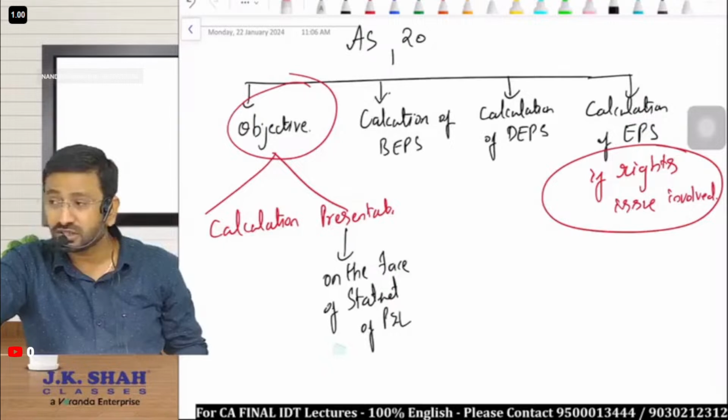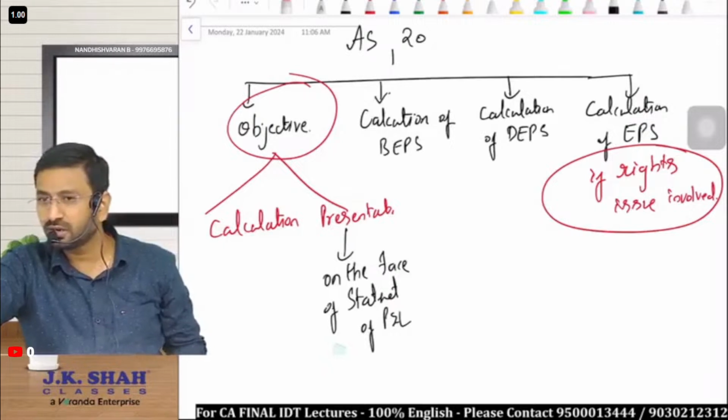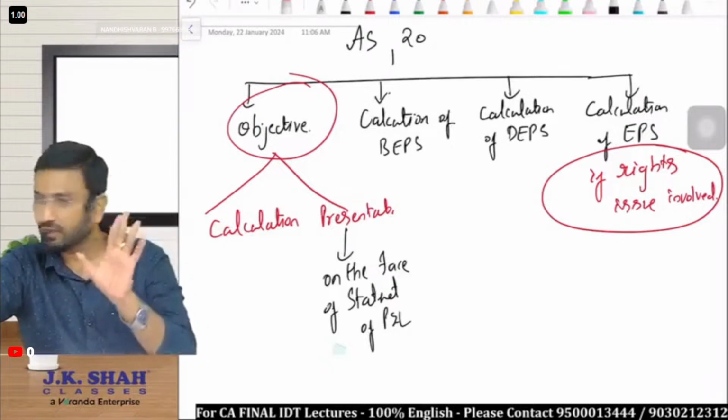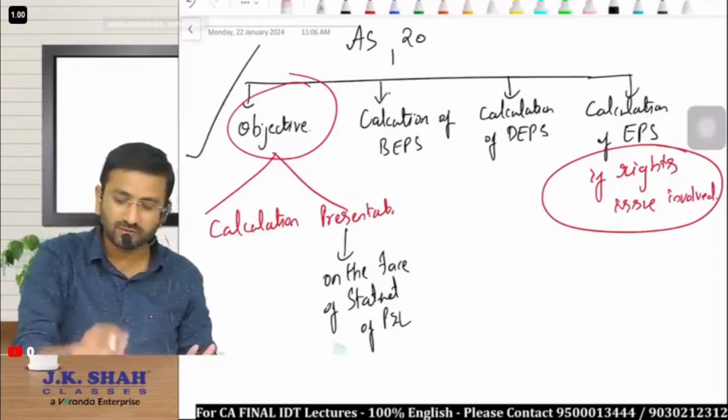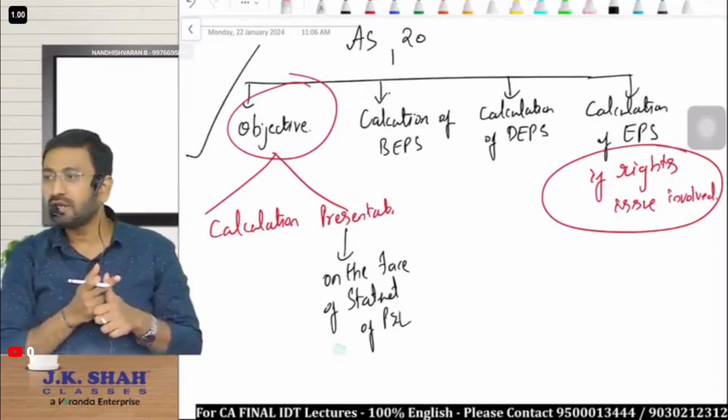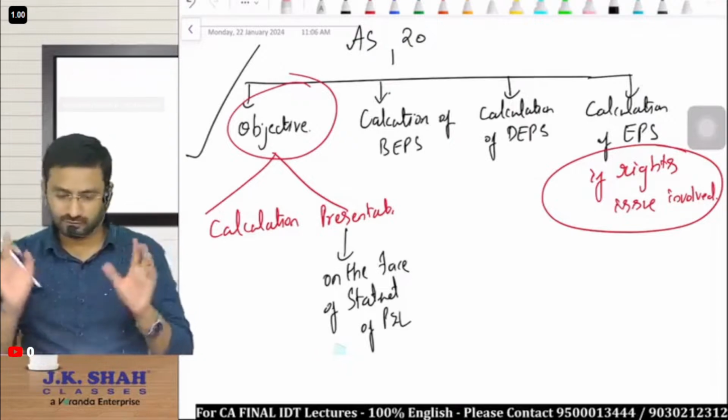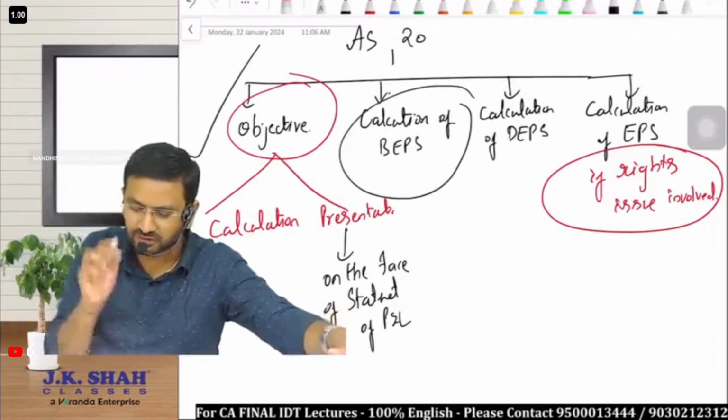You cannot present that in notes to accounts. You have to present that on the face of P&L account. Clear? This is the first objective. So what is our objective? We are going to learn calculation. Second, presentation. Next, how to calculate the earnings per share.